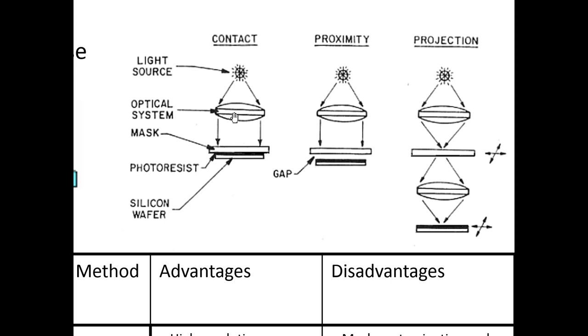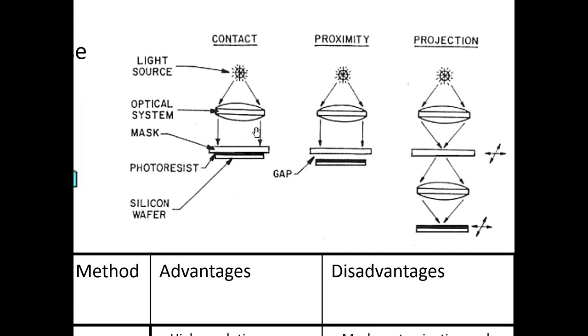Does anyone know what collimation means? Optics guys. Collimation means that the light is parallel. Okay, a typical light source might emit light in all directions, but then the collimation optics will make sure that the light beams are as parallel as possible.